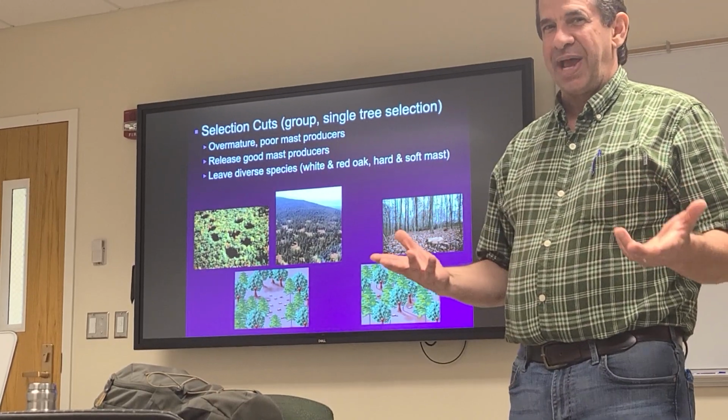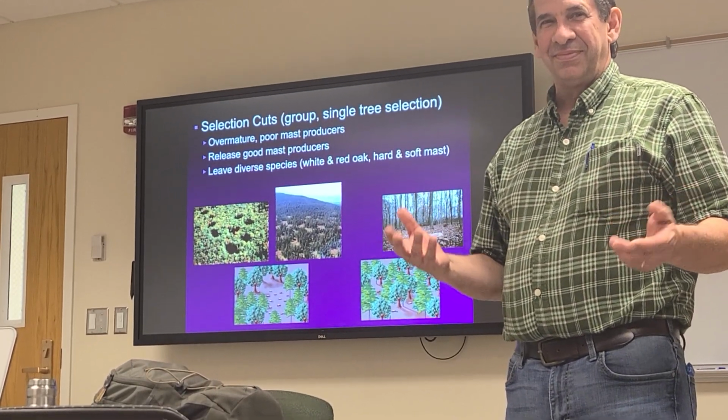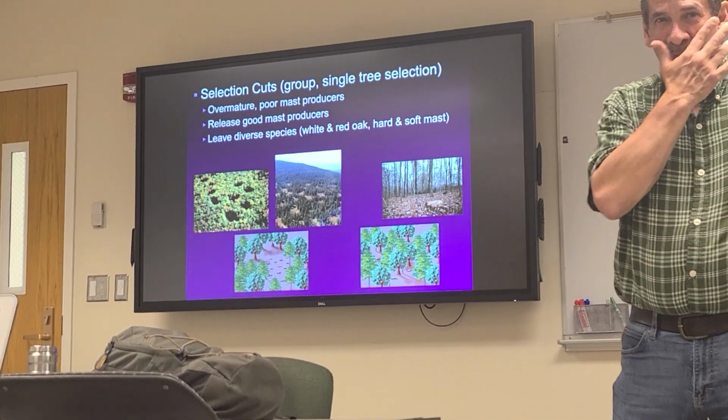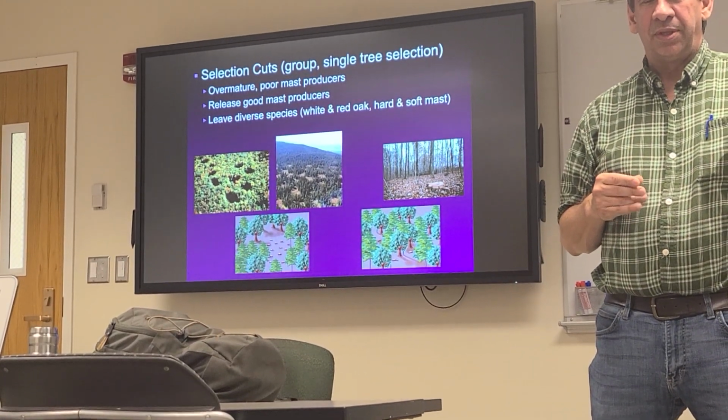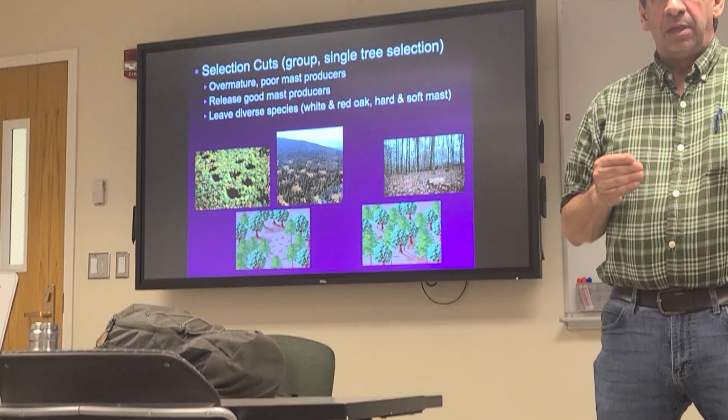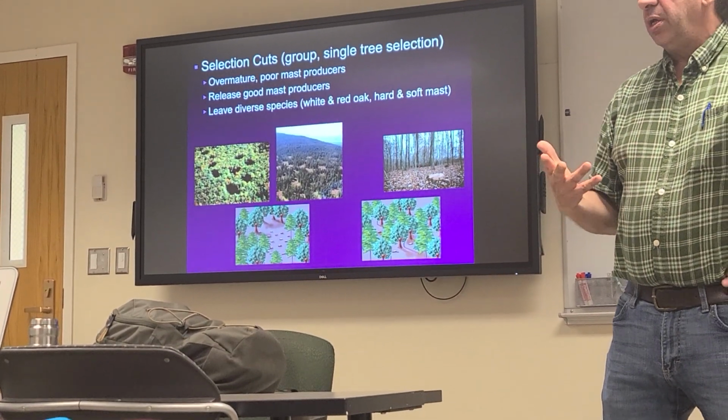Bad thing. Why is it a bad thing? Because they need to have, say with the mast producers, you need to have different things because each mast gives them different nutrients. Yeah, diversity is good, okay?